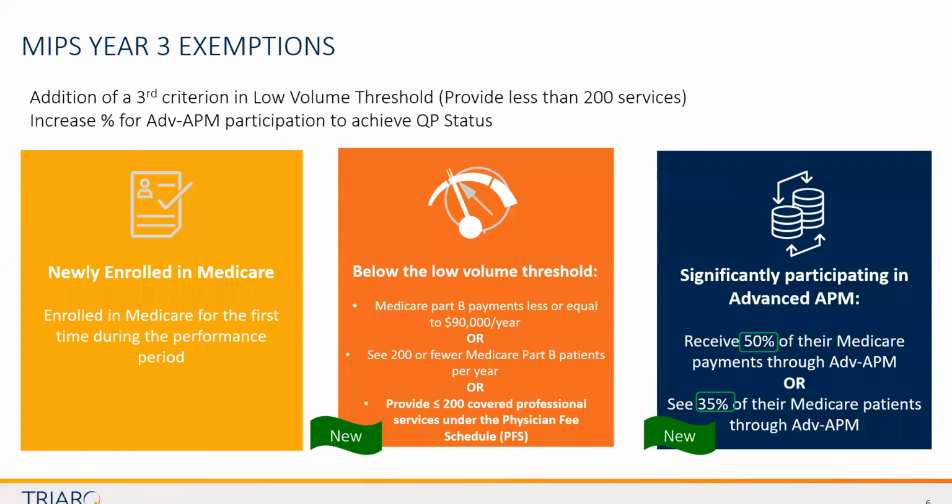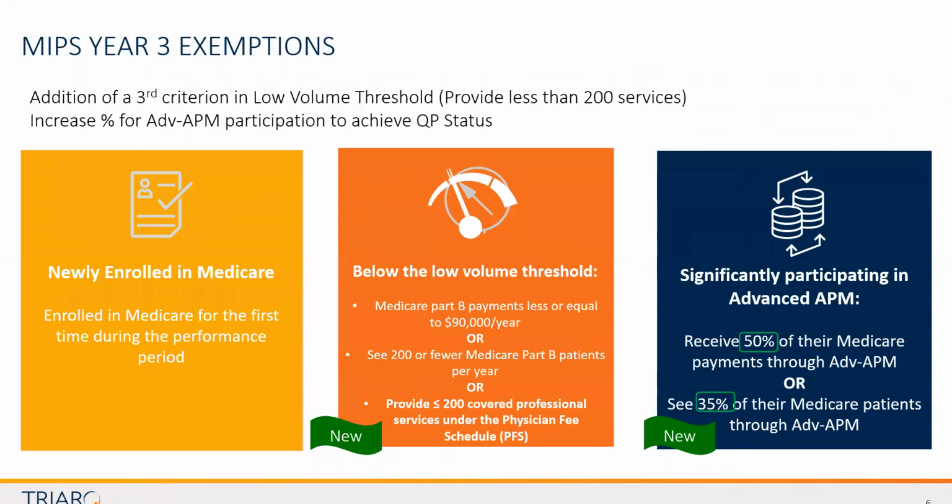If you are significantly participating in your advanced APM, so this is for the folks who are in like BPCI plus, BPCI advanced, if you are in the Track 1 plus MSSP, if you're in the Next Gen ACO, there's a laundry list of advanced APMs that opt you out if you are significantly participating. This is that achieving QP status. And the benchmark for that this year is that you receive 50% of your payments through the advanced APM or see 35% of your patients through the advanced APM.